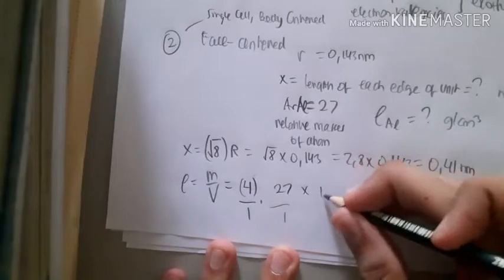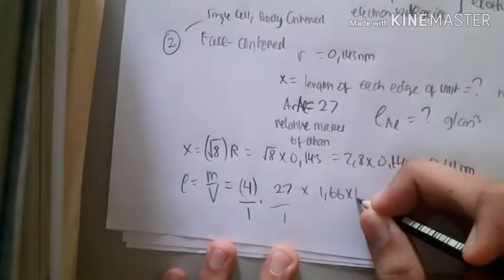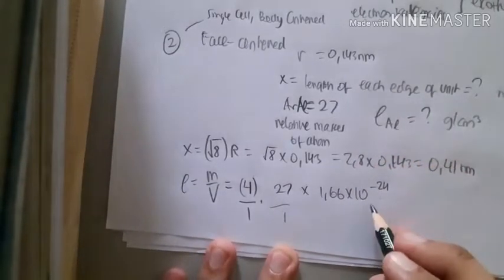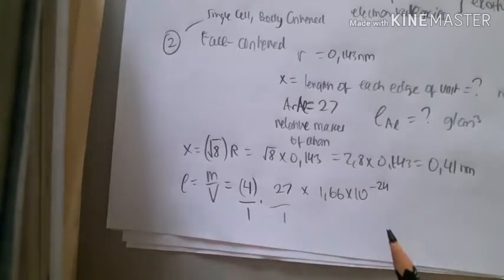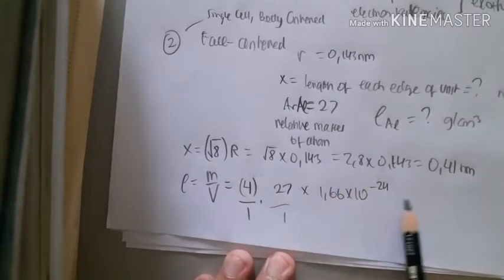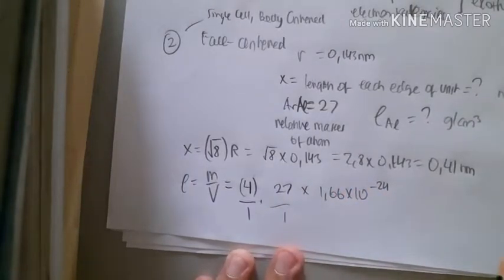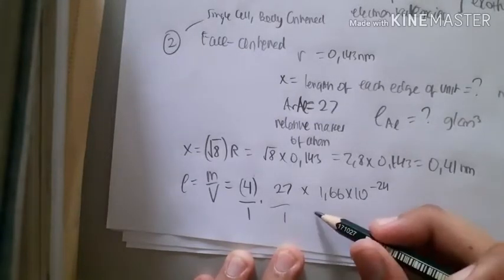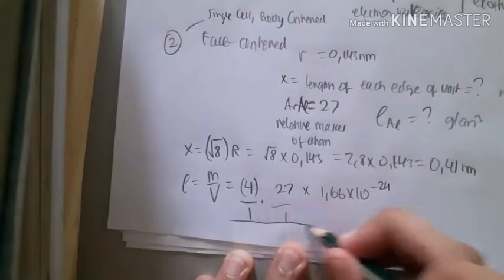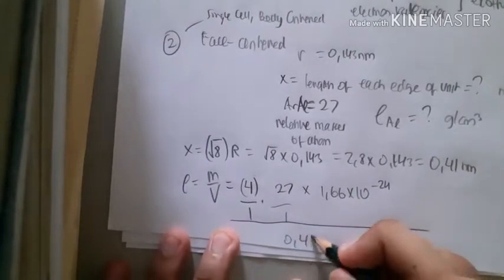We convert it into 1.66 times 10 to the power of minus 24, because this 27 is in units of AMU, atomic mass unit. We multiply it with this to change it into gram, okay? And you divide it by the volume, which is 0.41.